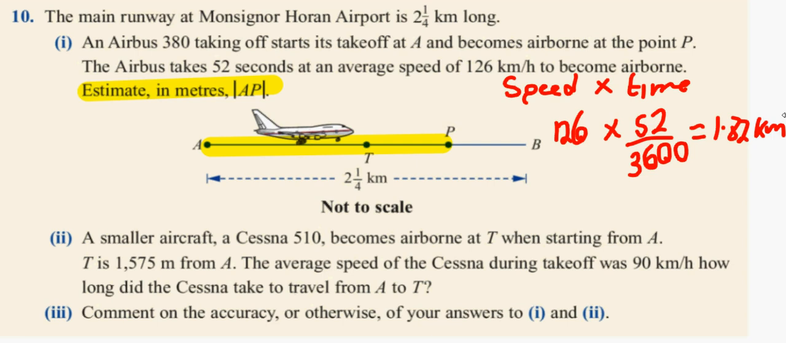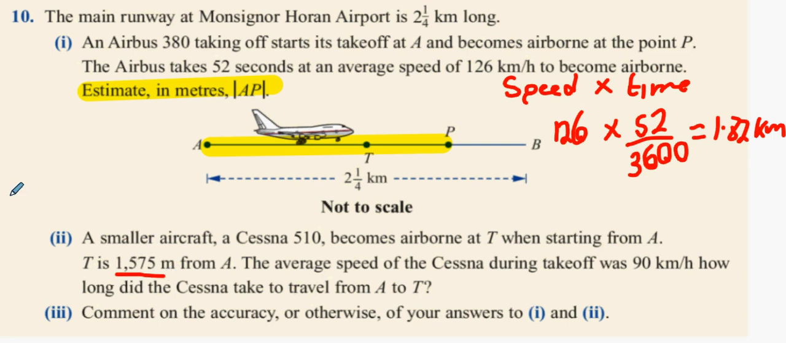A smaller aircraft, the Cessna 510, becomes airborne at T when starting from A. T is 1,575 meters from A. The average speed of the Cessna during takeoff was 90 kilometers an hour. How long did it take to take off? Is this a time, a distance, or a speed question? It's a time question. How long did it take to travel from A to T? It tells you A to T is 1575.